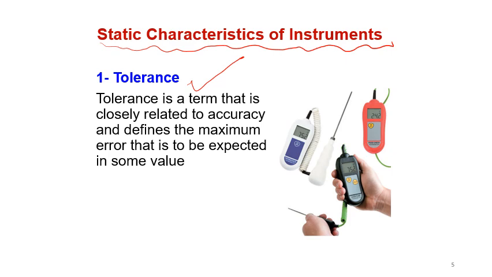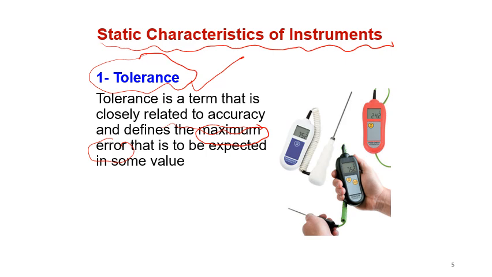It's talking about the accuracy. Tolerance is related to accuracy, which tells us about the maximum error. With the tolerance, I can know the maximum error expected out of the device. Here, it means when I want to go for a certain device to do a certain measurement, I have to consider the tolerance as one of the parameters.